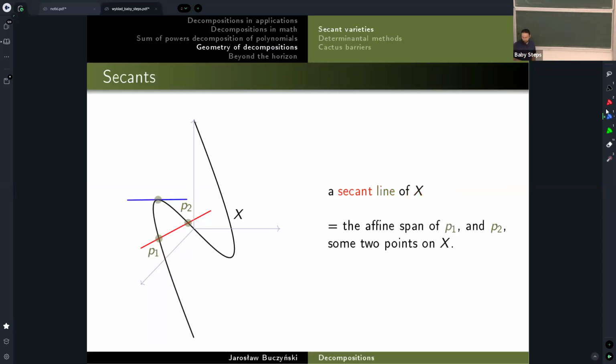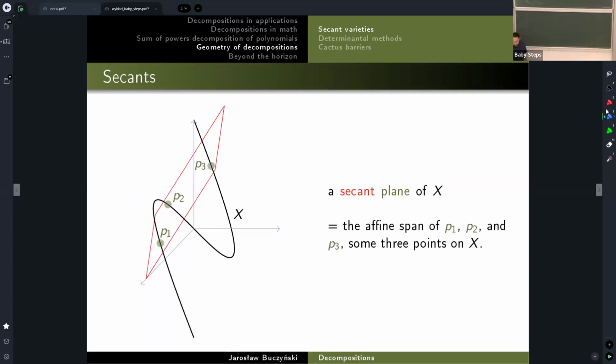I want the secant line to be the affine span of P1 and P2, where these 2 points are points on X. So I'm picking 2 points on X, I take the line through these 2 points, and then I get the secant line. But I can also do it with more points and take the affine span of many more points. So the secant plane would be just an affine span of 3 points. I would probably want them to be affinely independent in order to not span just a line.